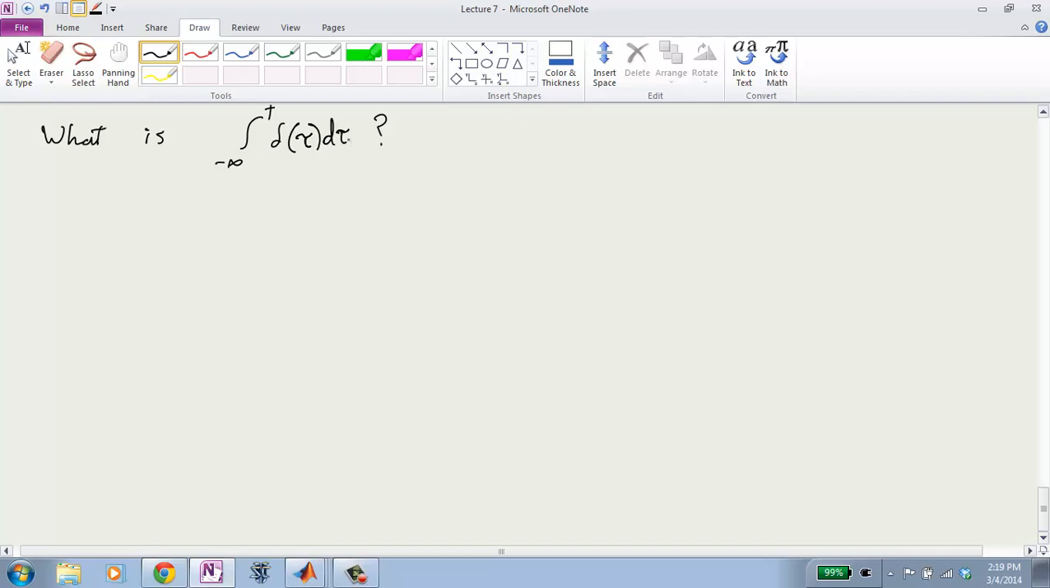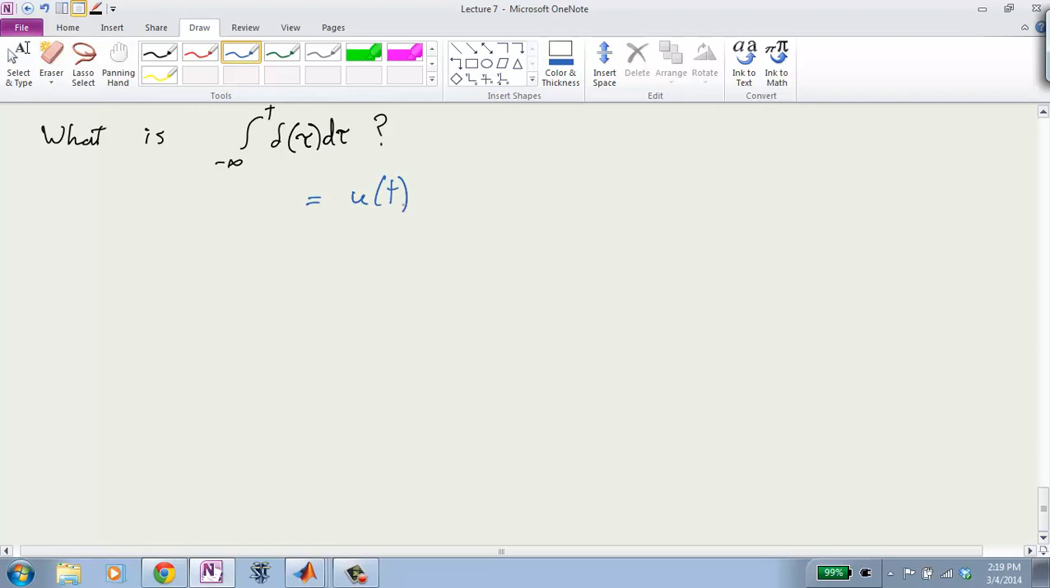It depends actually. It depends on little t. Okay, perfect. So if little t is greater than 0, it's 1. Otherwise, it's 0. And we have a name for a function like that, the unit step function. So this equals u of t.